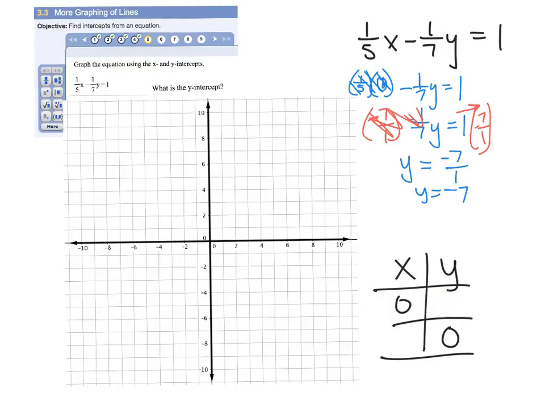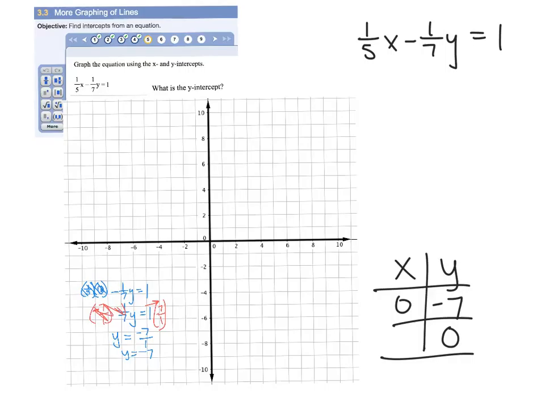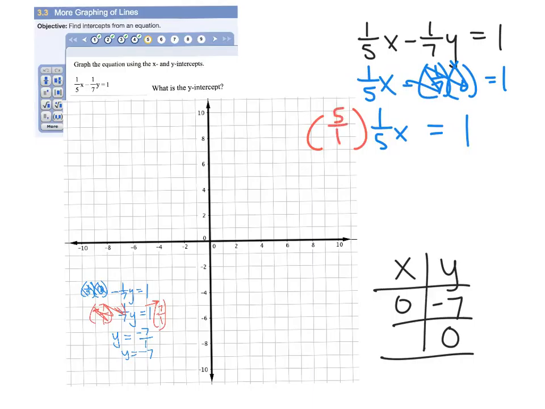All right, so right here is negative 7. And I'm going to shrink that. I'm going to get it out of the way over here, because now it's time to let y be 0. So we've got 1/5 x minus 1/7 times 0 is equal to 1. And then this becomes 0. So we end up with 1/5 x is equal to 1. And then we're going to multiply both sides by 5 over 1.